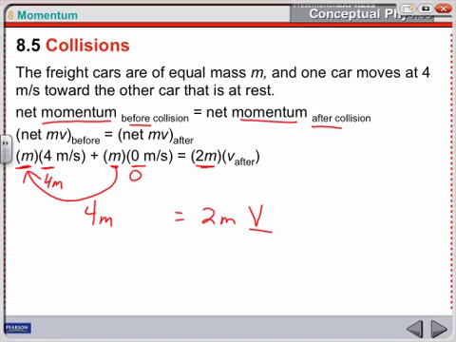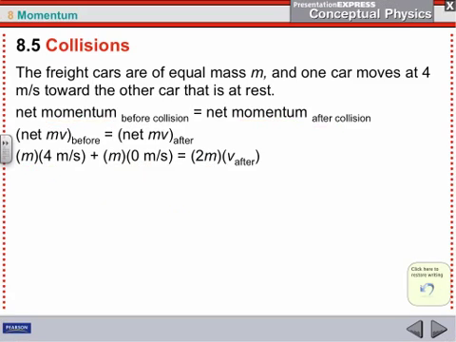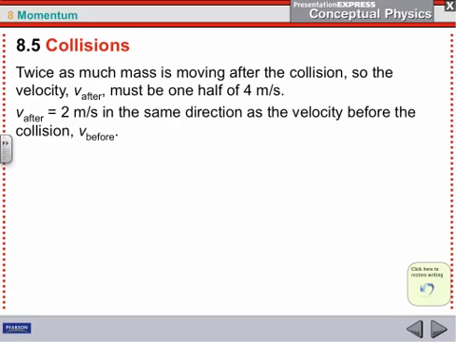What number put in here gives 4? Well, obviously 2. Okay. So twice as much mass is moving after the collision, so the velocity must be half of what it was before.